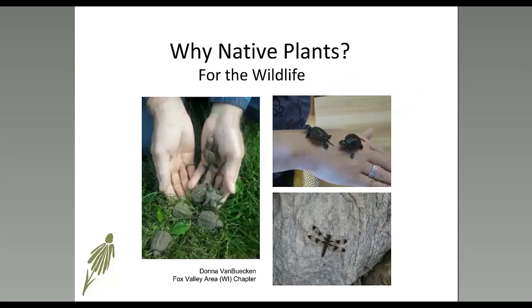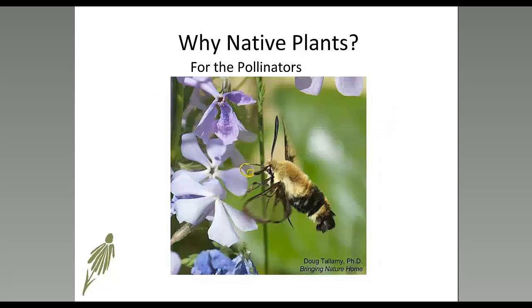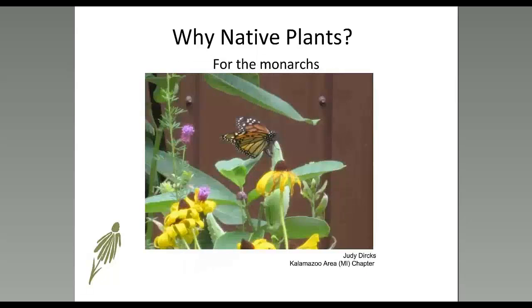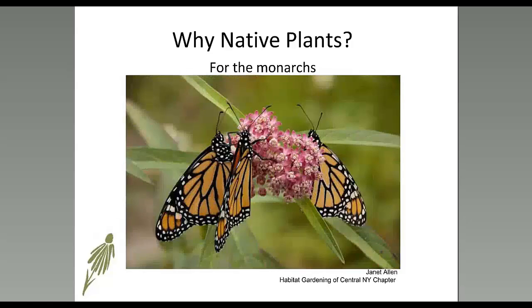So just in conclusion here, when I'm talking about native plants, I want to mention again that we want to grow native plants for wildlife, reptiles, and insects. Here's a picture of the sphinx moth. For monarchs, as many of you probably know, monarchs require milkweed for their procreation. Monarchs only lay eggs on milkweed, and they, like many animals, are specialists in what they need to survive from one generation to the next.